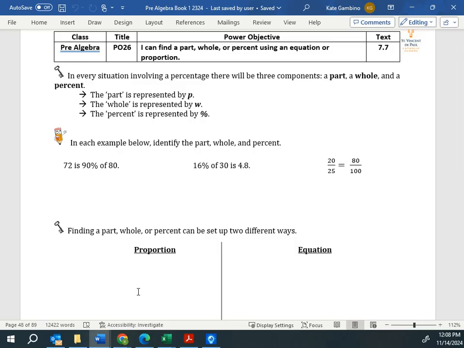Po26. I can find a part, whole, or percent using an equation or proportion. So we're taking all this stuff that we have been learning and putting it into one objective. So it's not tons of new stuff. There is going to be an equation that we're going to learn that's going to make it easier. Okay, so we really need to pay attention.